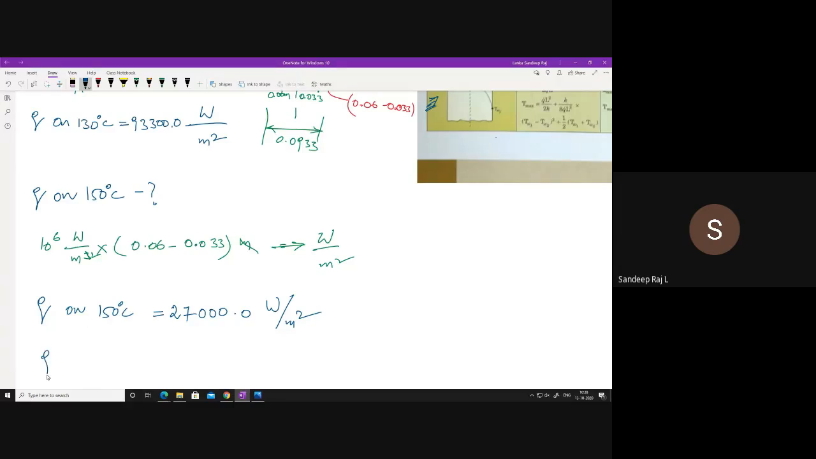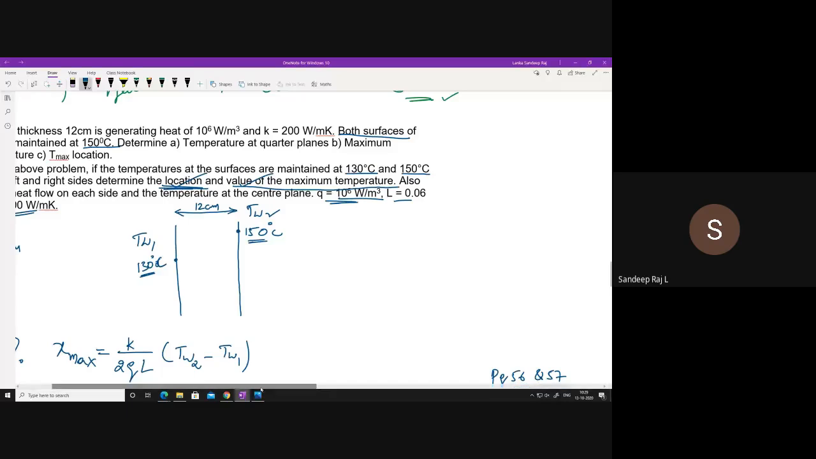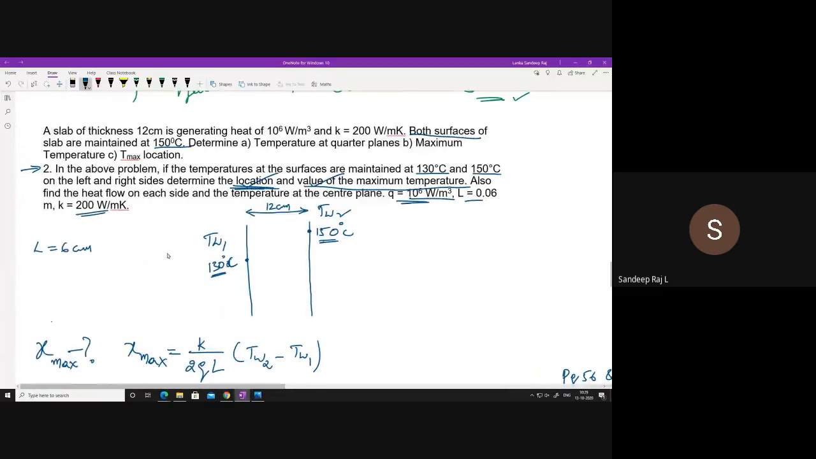If you want Q total, it is not asked in the question, I'm just telling you. You have to add these two. 93300 plus 27300. You'll get the Q total in so many watt per meter square. That's how you find the Q value. Apart from Q, what is he asking you to find? He is also asking you to find the heat flow on each side.